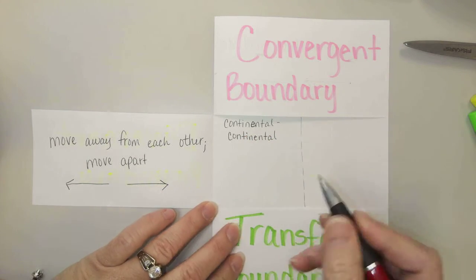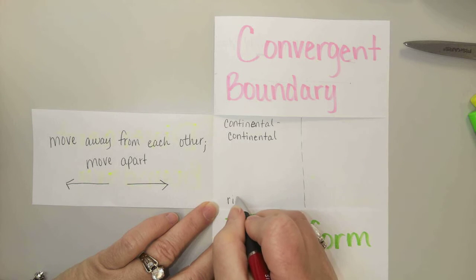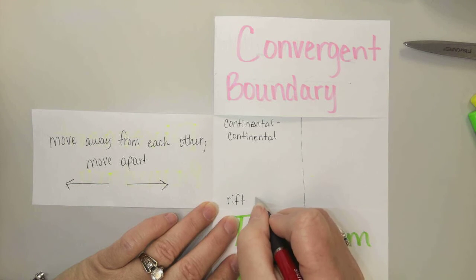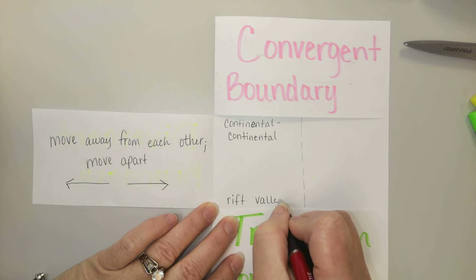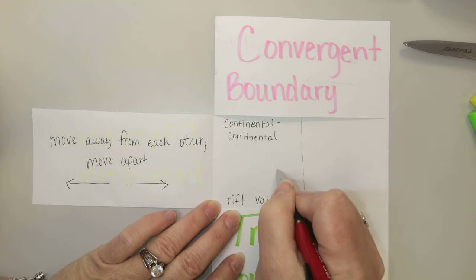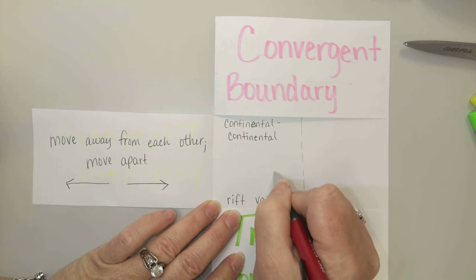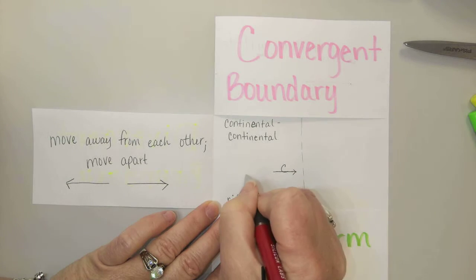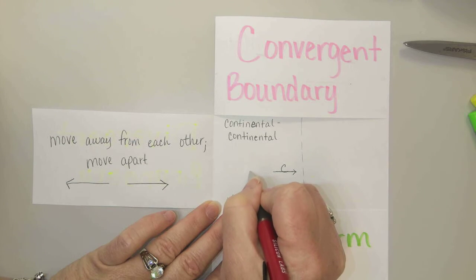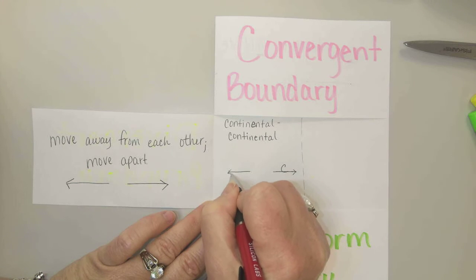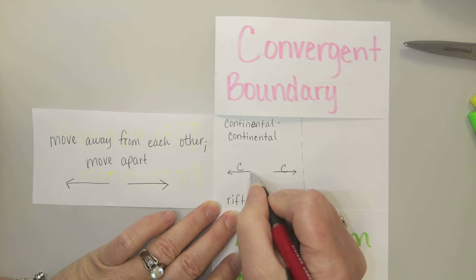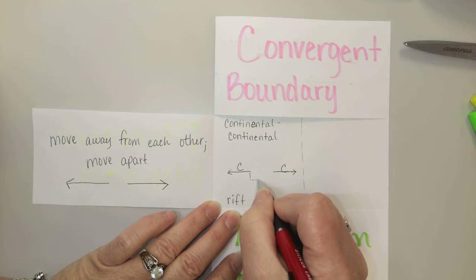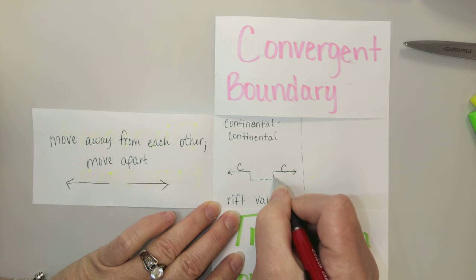And what we're going to do, this is where a rift valley is formed. You've got a rift valley. So you've got a continental plate here, separating from a continental plate over here. And you've got this rift valley being formed.